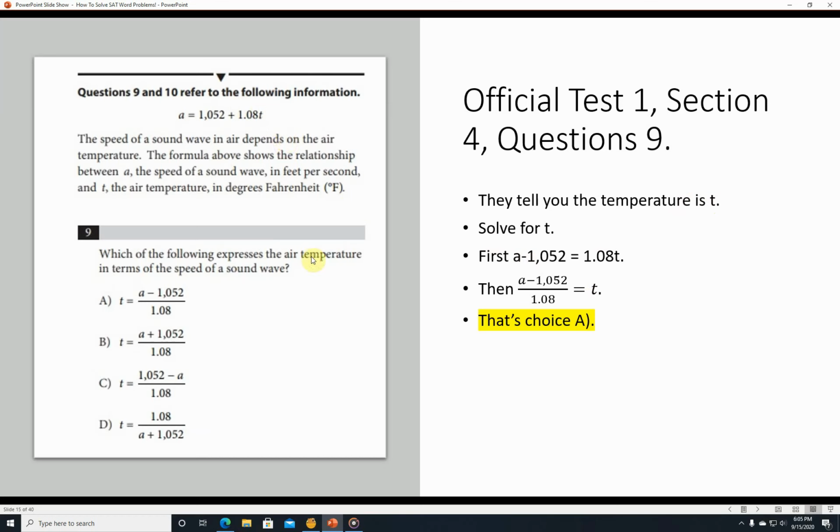No, okay. Anyway, so we're going to solve for T. So first of all, we're going to subtract 1052, so we get A minus 1052 is equal to 1.08 T. Then A minus 1052 over 1.08 is equal to T. And then we're done. That's choice A. So it's A minus 1052 over 1.08.